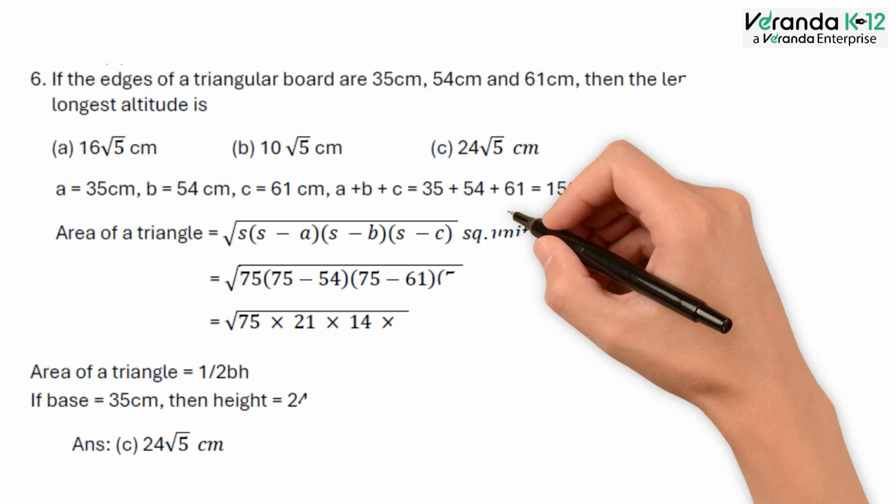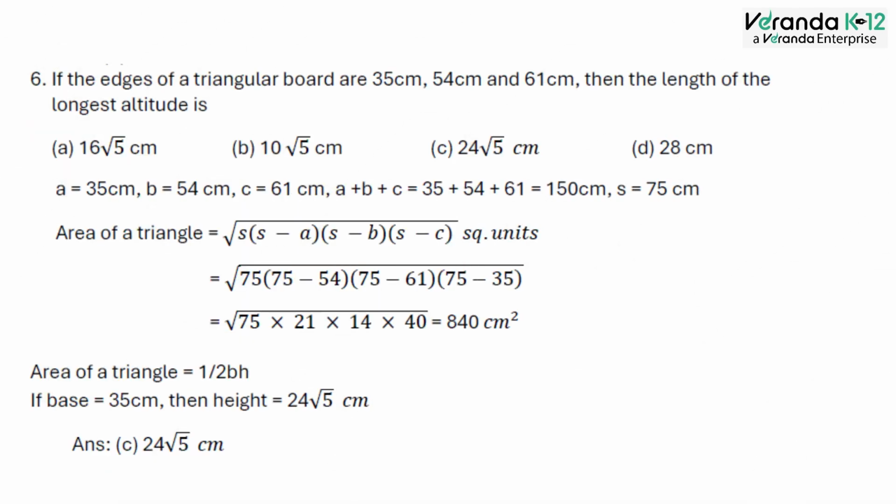Then sixth sum, if the edges of a triangular board are given as 35 centimeter, 54 centimeter and 61 centimeter, then they are asking the length of the longest altitude. Longest altitude means we have to consider the shortest base. To find the longest altitude, first we need to find the area.